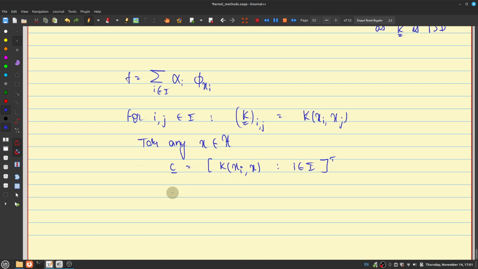All right, so here's something. If I take the vector alpha and take the inner product between alpha and c, what do I get? It's the summation over i in I of alpha_i k(x_i, x), which is nothing but f of x, the function f evaluated at x. Let's just keep that in mind.